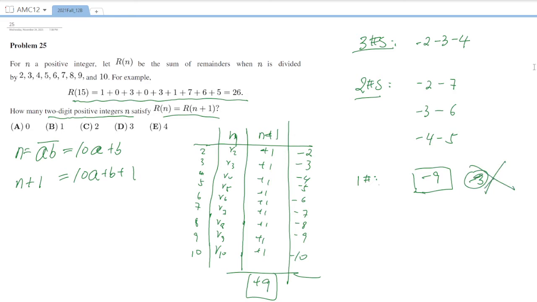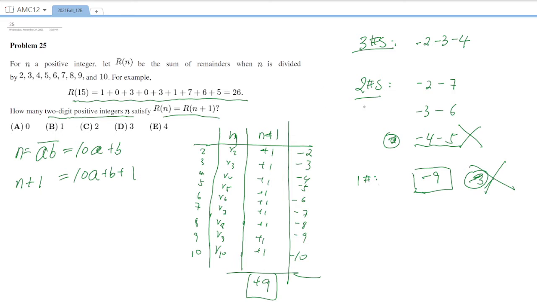Now let's see the next one. For example, we want to subtract 4 and 5. Is this possible? Think about it. Whenever n plus 1 becomes an even number, you must also subtract 2 here. You cannot only subtract 4. So this one is not possible.